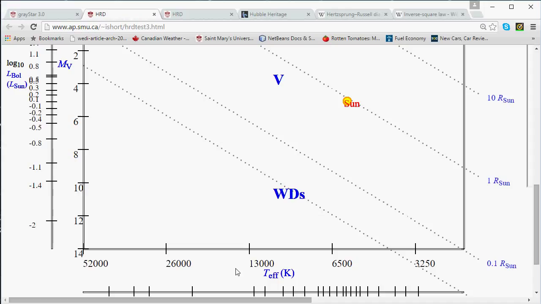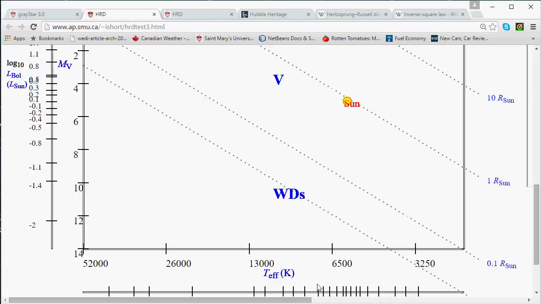Now, there are a couple of twists here. The first twist is that by convention, the horizontal axis is backwards. That is to say that the effective temperature increases to the left rather than to the right. Okay, so when we put stars in this diagram, cool stars are going to go to the right and hot stars are going to go to the left.